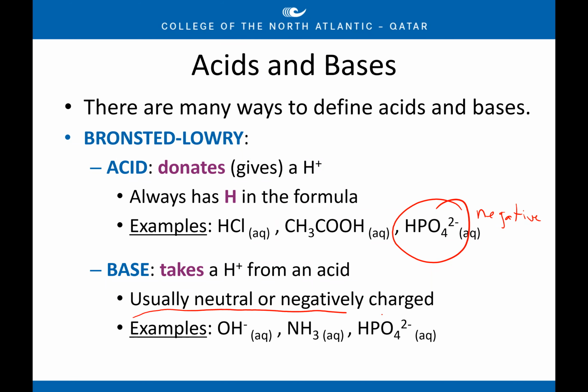It says here, usually neutral or negatively charged compounds are bases. So hydroxide, ammonia, HPO4 2-. And you can see that this chemical compound is both an acid and a base. So what's going on? Why is HPO4 2- negative, so I think it's like hydrophosphoric acid, why is this an acid and a base? And the answer is, this is a chemical that is called amphoteric.